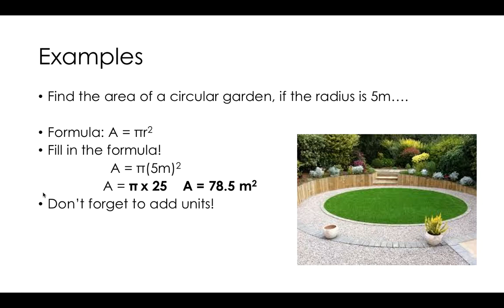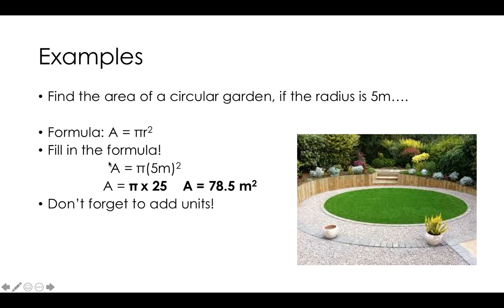So that is your new formula. I'm putting some examples first so I can give you some idea of how this is done. If a question says find the area of a circular garden if the radius is 5 meters. I took a picture of a circular garden, and the radius, remember, is from the center of the circle all the way extending to an edge. So that is the radius. Remember, the radius is half of a diameter. The diameter is double. Okay, so our formula is A is equal to pi r squared.